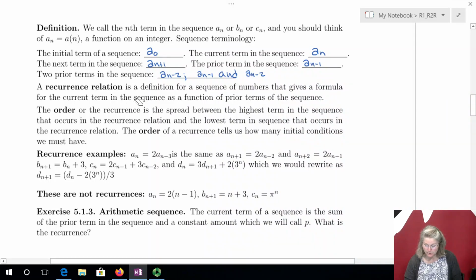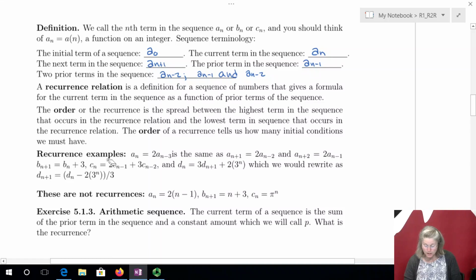Now, a recurrence relation is a definition on a sequence of numbers that gives a formula for the current term in the sequence as a function of the prior terms of the sequence. Or it can give the definition for a future term in terms of terms that are further into the past. The order of the recurrence is the spread between the highest term in the sequence that occurs in the recurrence relation and the lowest term in the sequence that occurs in the recurrence relation. The order of a recurrence will tell us how many initial conditions we are going to have to correctly define the recurrence.